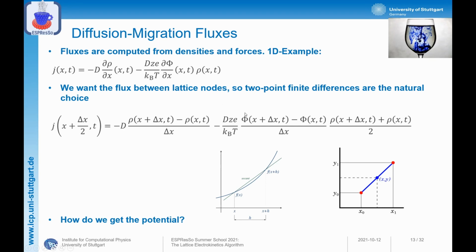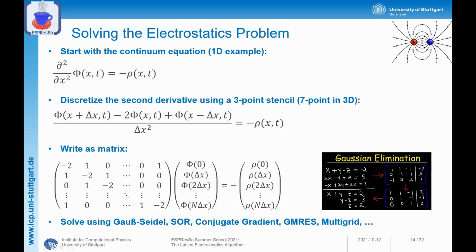Now the question is, how do we get this potential over here? So we somehow need to solve electrostatics. For that, again, we look at the 1D idea. We have the second derivative of the potential is minus the density. We discretize the second derivative. For the first derivative, we need at least 2 points. For the second derivative, we need at least 3 points. So we're going to take 3 and do this numerical derivative here equals to rho. And then this is an equation that involves 3 phi's and 1 rho.